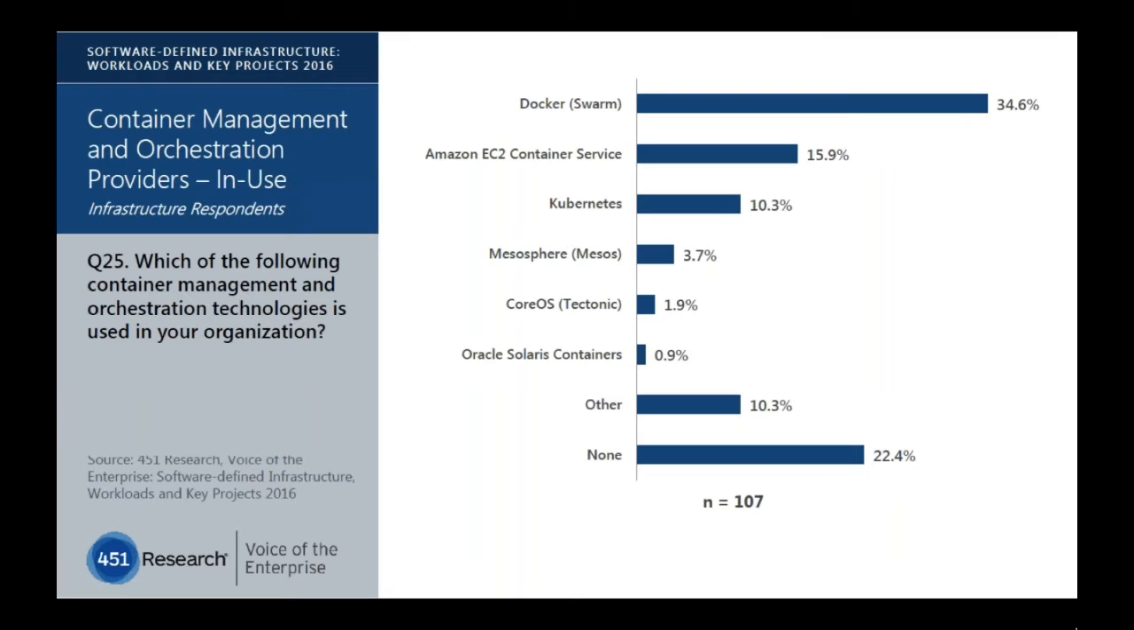And here are the leading container management and orchestration providers according to our survey data. Docker, Kubernetes, and Mesosphere are 1, 3, and 4, while Amazon's EC2 container service is popular too, at number 2.